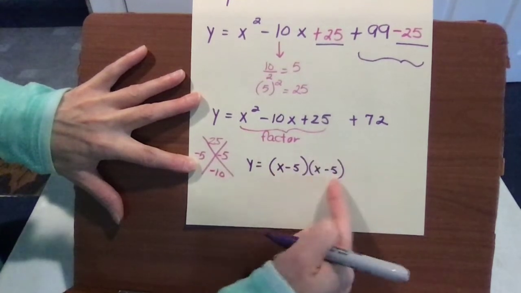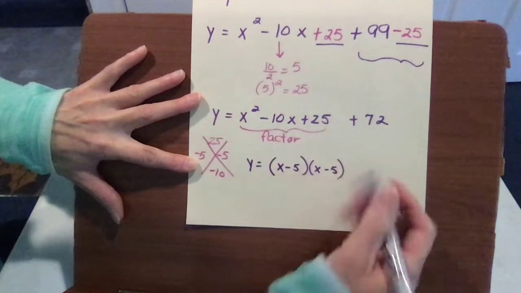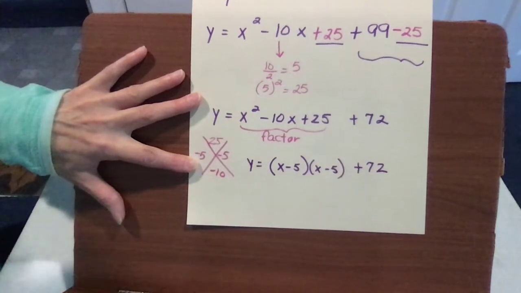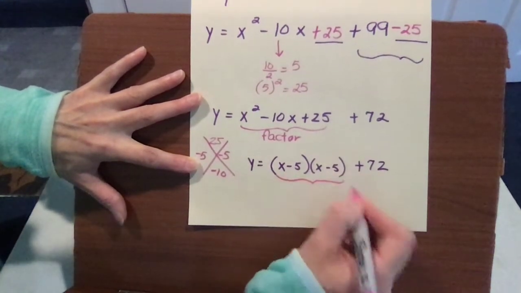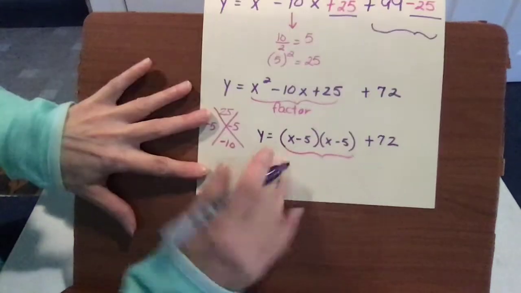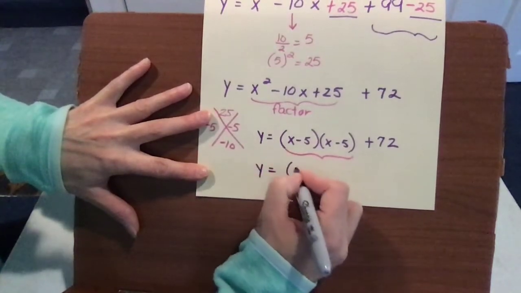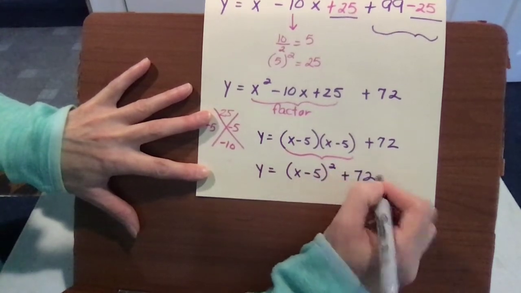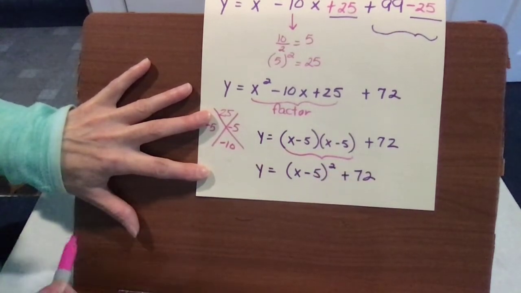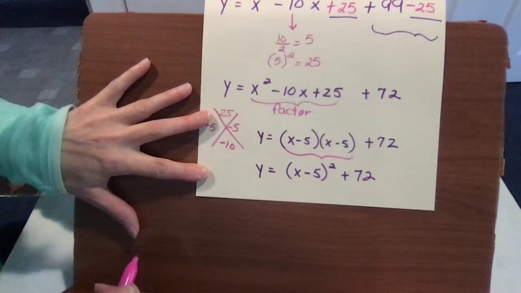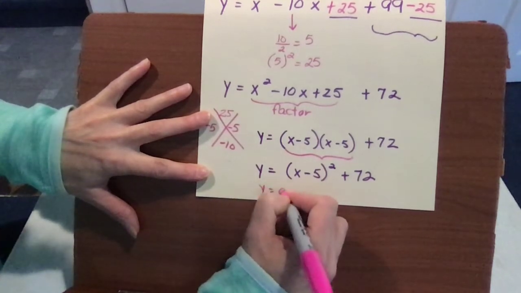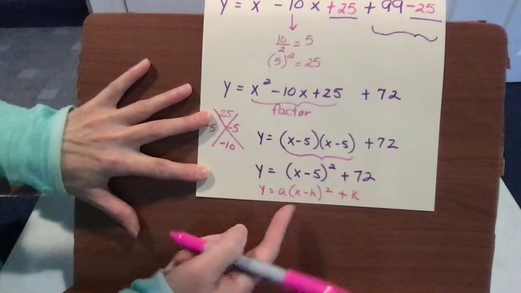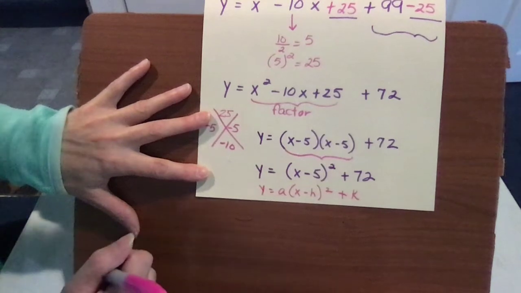These are multiplied together, that's what this is now, and we still have plus 72. Since it's the same factor multiplied by itself, we can rewrite it as y equals the quantity x minus 5 squared plus 72. And you have rewritten it into vertex form: y equals a times the quantity x minus h squared plus k. Now our h is 5 and our k is 72, and that's our vertex.